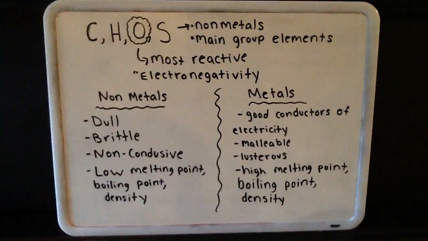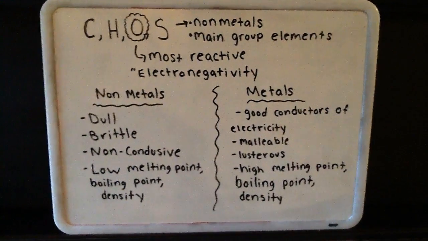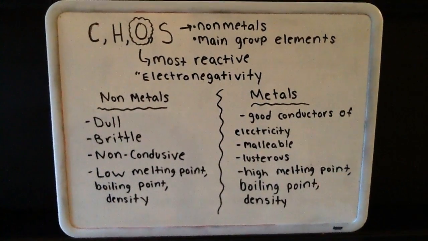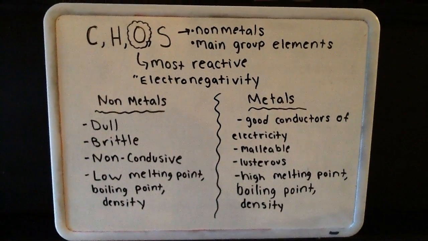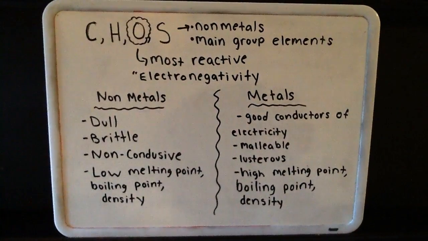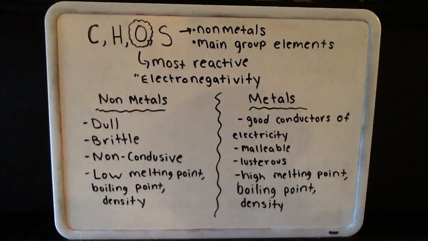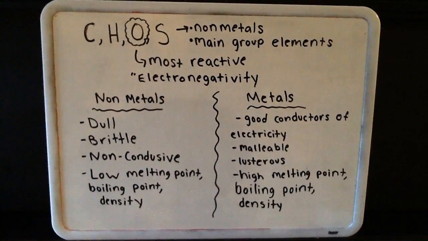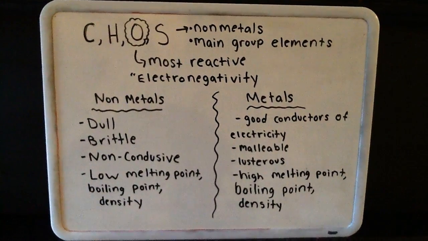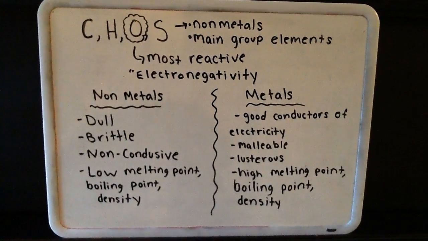Carbon, hydrogen, oxygen, and sulfur are all nonmetals, which means they're dull, brittle, and non-conductive. They have low melting points, low boiling points, and low density. However, metals are good conductors of electricity, malleable, lustrous, and have high melting points, high boiling points, and high densities.